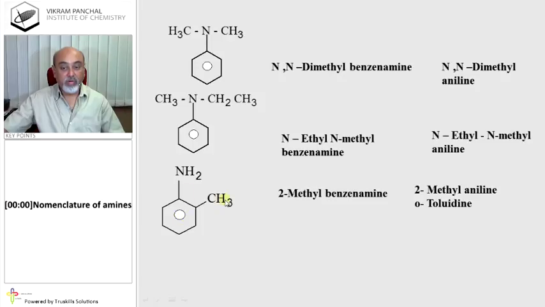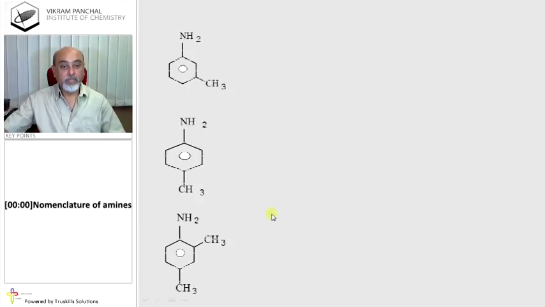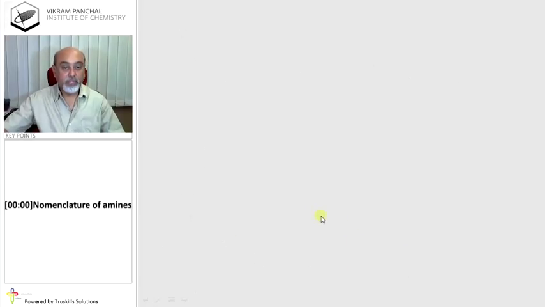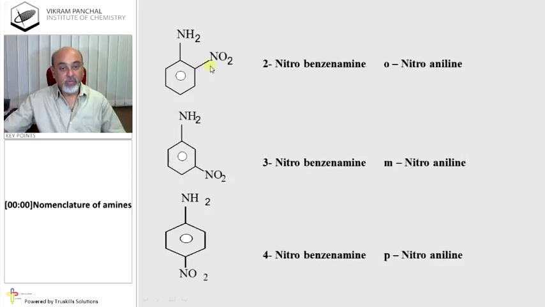2-methyl benzenamine or 2-methyl aniline or orthotoluidine. When NH2 and CH3 groups are present on benzene ring, they are called toluidine. 3-methyl benzenamine or 3-methyl aniline or metatoluidine. 4-methyl benzenamine or paratoluidine. 2,4-dimethyl aniline. 2-nitrobenzenamine or orthonitroaniline. 3-nitrobenzenamine, metanitroaniline, 4-nitrobenzenamine, paranitroaniline.